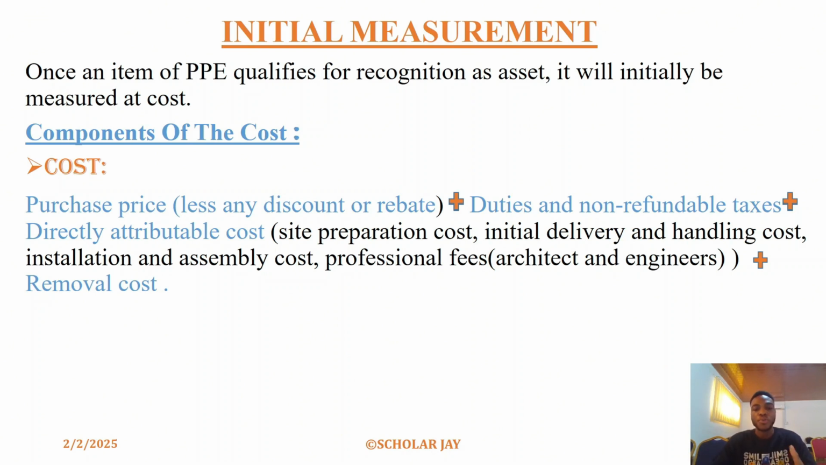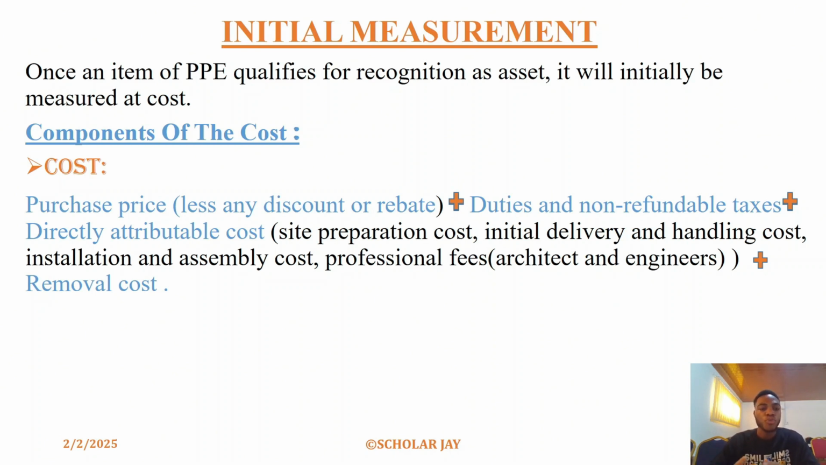We also have what you call professional fees. So before you obtain the asset, you went to consult architects and engineers, whether these assets will be able to function at this premises, or whether you have to obtain this and all that. These are professional fees. So when you incur such costs, they must be part of the cost of the asset at initial measurement, okay?